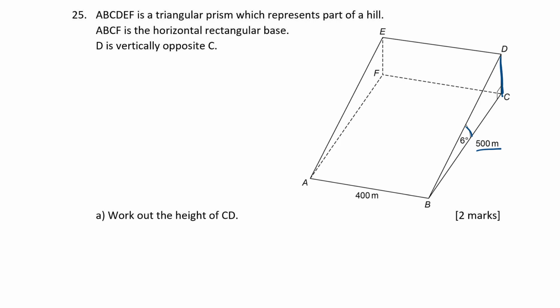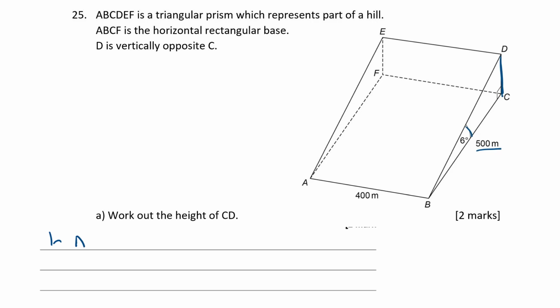So I could use just normal trigonometry, can't I? Just taking out triangle BCD. Let's just draw a quick sketch of that down here. That's a right angle. This was 6. This is the point B, this is the point C, and this is the point D. And we know that this is 500. So we want CD, don't we? So CD is the opposite in this right angle triangle.